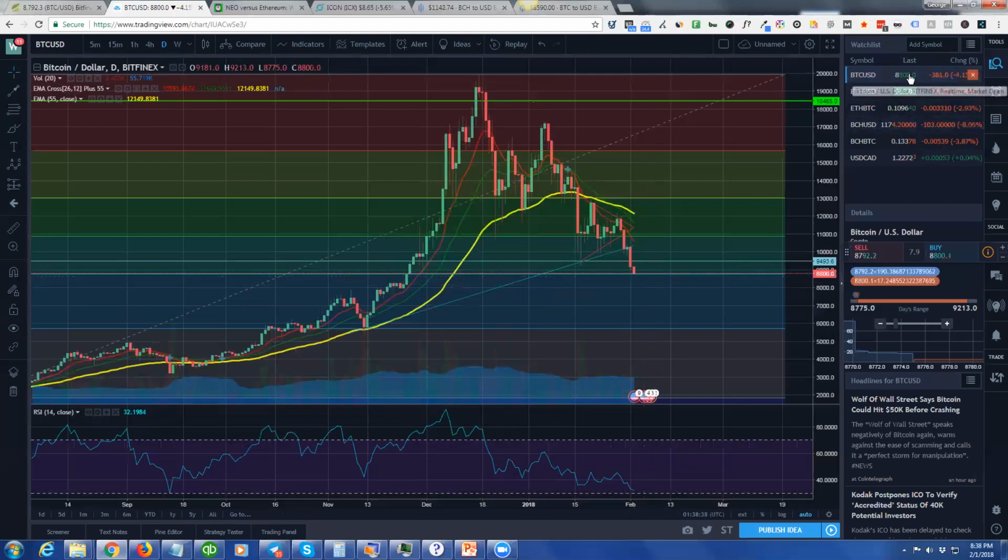Actually, it looks like it just broke it. So it's fighting at about 8,800. So again, that's another $1,200 drop, another $2,000 drop, $1,200 drop.